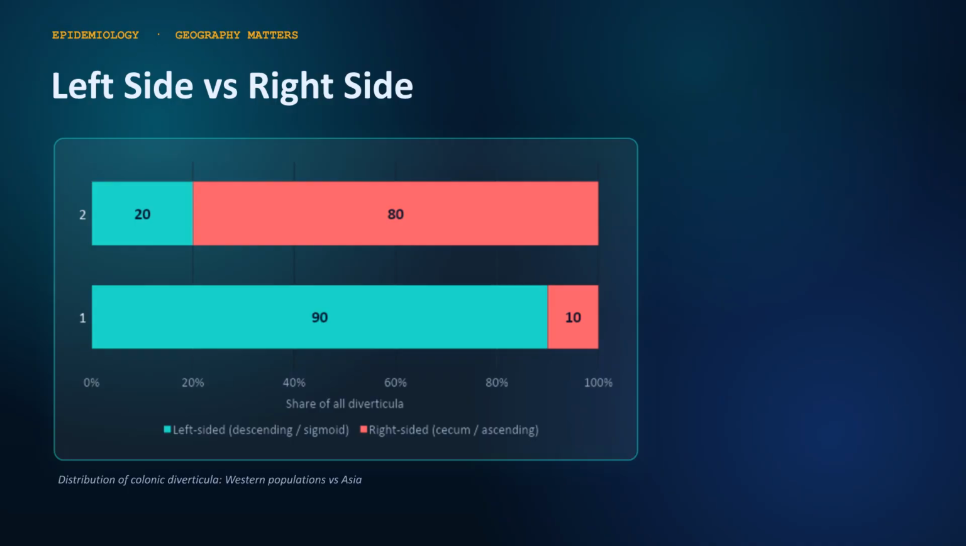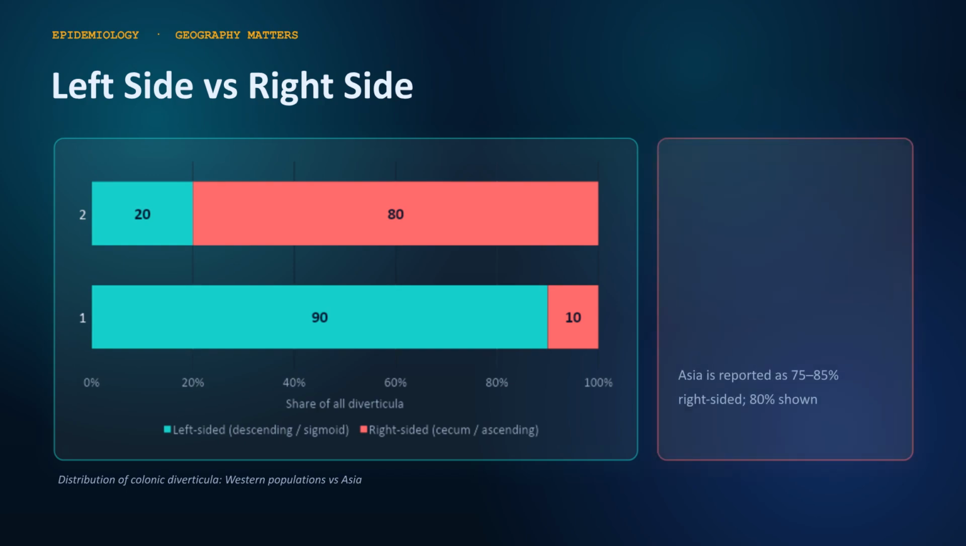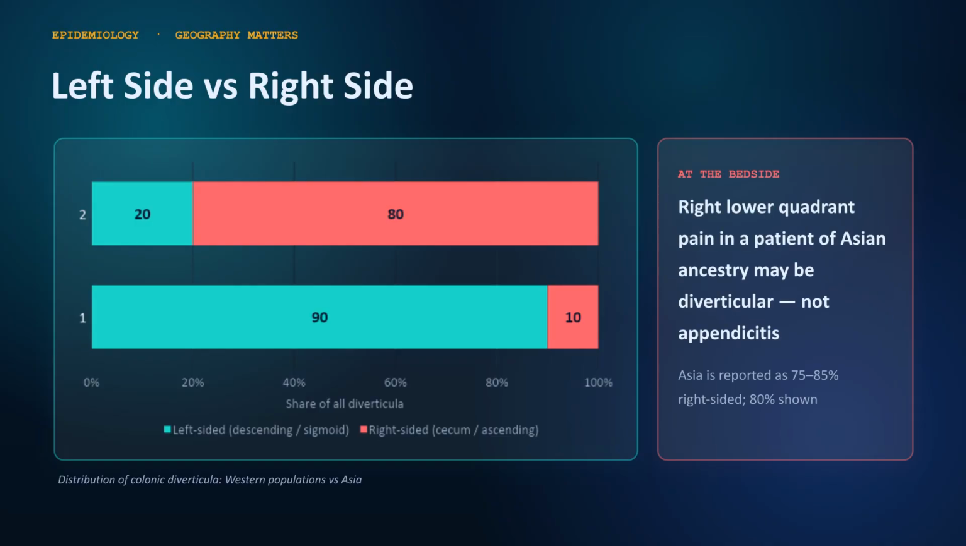Where in the colon do these pouches actually live? In Western populations, about 90% are on the left side, and most of those are in the sigmoid, which is exactly what the law of Laplace predicted for us. Right-sided disease is very much the minority. But now look at the second bar. In Asia, the pattern flips completely. 75 to 85% of diverticula are right-sided, and that geographic difference matters at the bedside. A patient of Asian ancestry with right lower quadrant pain and a fever may have right-sided diverticular disease rather than appendicitis. Do not anchor on the left side just because your textbook did.